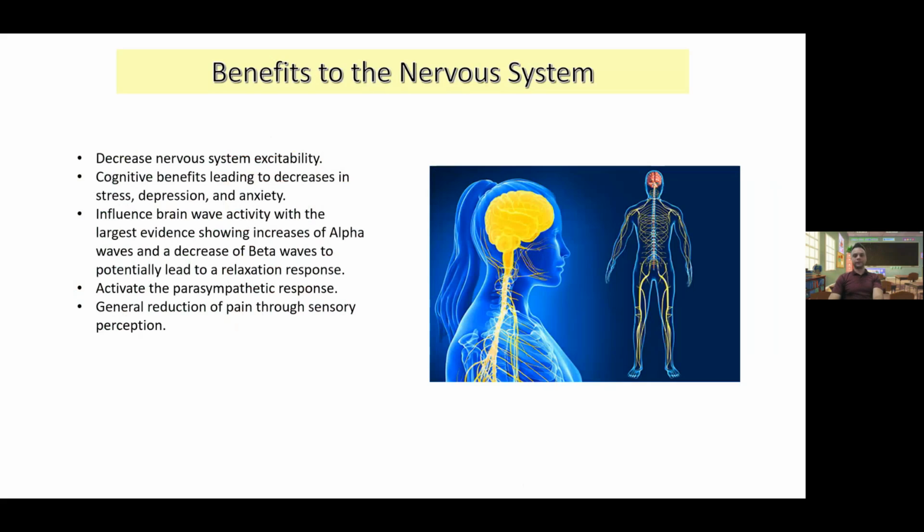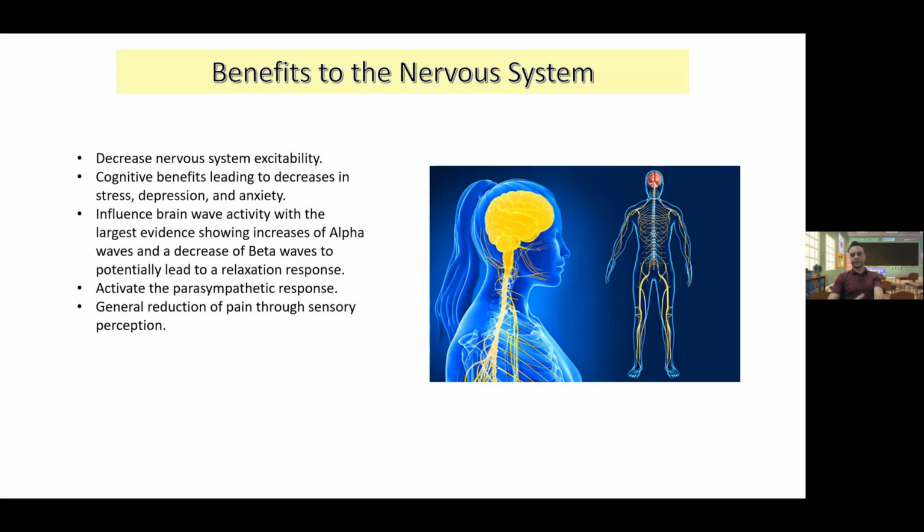Now, of course, there's other cognitive benefits, such as decreases in stress, depression, and anxiety, right? Again, we can say that's also more psychological in nature. This one's pretty interesting too. Influence the brainwave activity. Now, the largest evidence we've seen is effects to alpha and beta waves. So alpha waves, which are usually associated with a more relaxed state, versus beta waves, we actually increase alpha waves and decrease beta waves, which inadvertently can lead to a relaxing response.